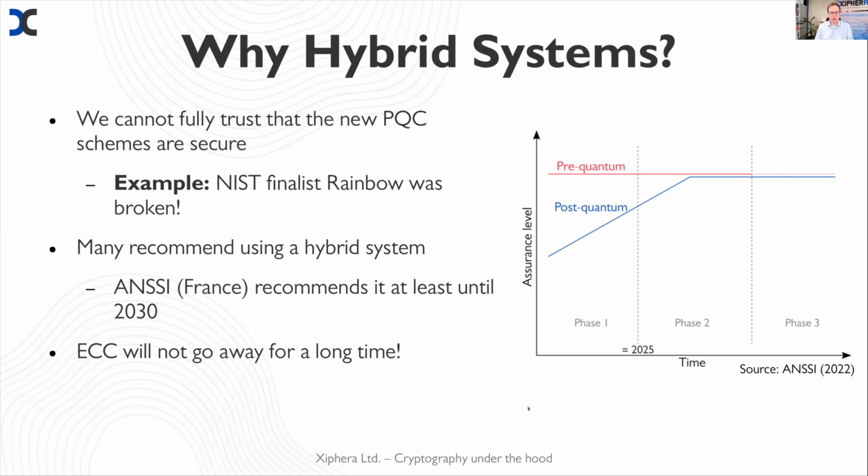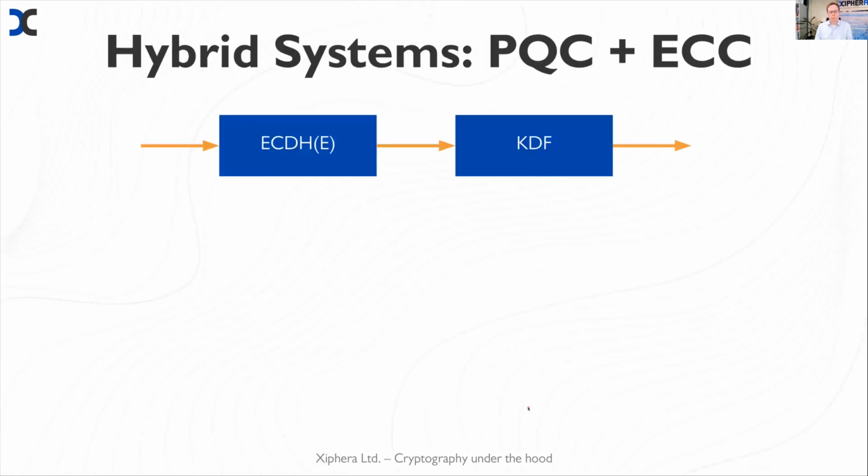So ECC will still be with us for a long time, and it will not go away immediately when the NIST PQC algorithm competition concludes. So what actually is a hybrid system? What does it look like?